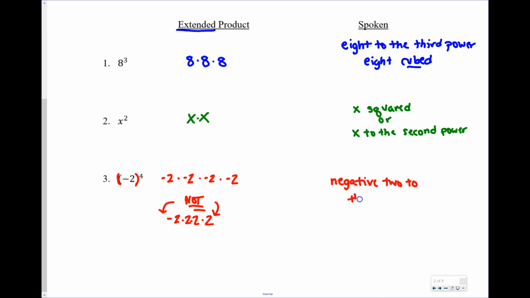to the fourth. Now, this may sound silly that I'm trying to teach you how to speak, but when we speak in math, it helps everyone understand. If you're not speaking it correctly, I can't understand you, your partners can't understand you. It is extremely important to use these phrases correctly. Okay, so that's a little intro and reminder of exponents.